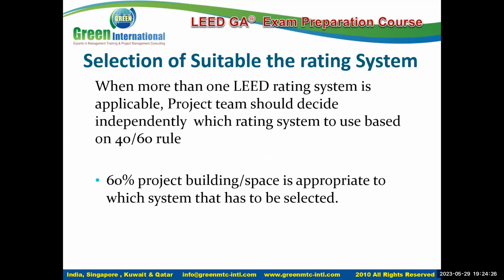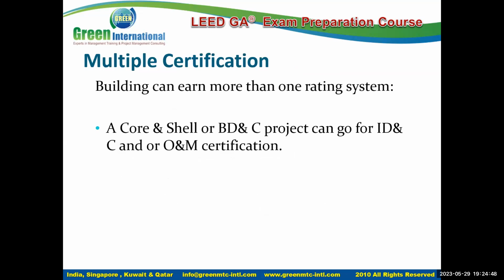Right. So how do we select the rating system? We follow the 40-60 rule. 60% of the project building space should be applicable, or that particular system, the particular domain or reference that you're choosing, BD+C or ID+C, should be appropriate for at least 60% of the floor area. And again, multiple certification is possible. So a core and shell could be clubbed with an ID+C, as I already mentioned. A BD+C can be clubbed with an O+M, and there can be more combinations if it makes sense.